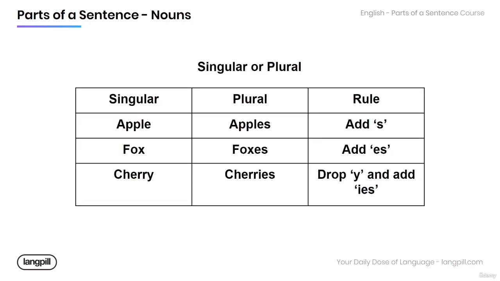Nouns will be singular or they will be plural in English. So if they're singular, that means you only have one of them. If plural, you have more than one. Okay? And these are the basic rules for turning a singular noun into a plural noun.